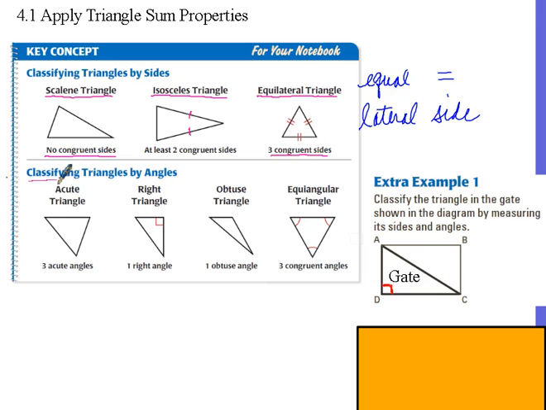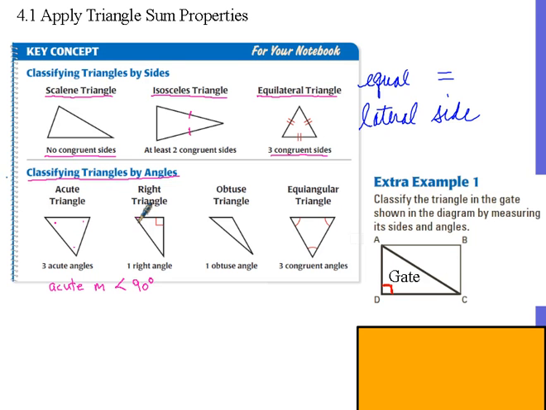Next classification is classifying triangles by angles, and we have four different types. First one is an acute triangle. That's a triangle that has three acute angles. So acute angles, again, are angles whose measure is less than 90 degrees. So all three of the angles in this triangle must be less than 90 degrees. All acute angles, so it's called an acute triangle.